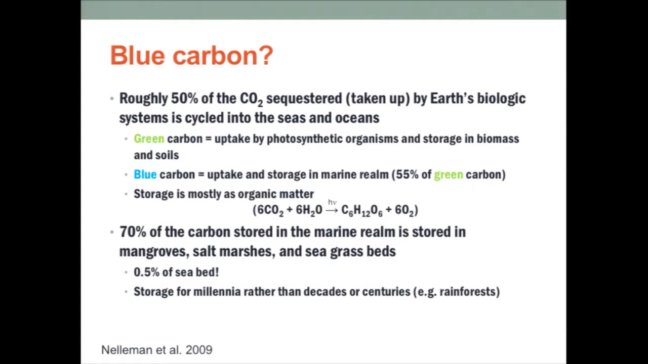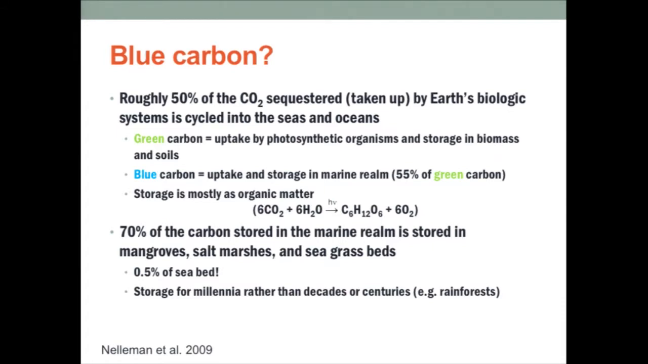So I want to also get into this term blue carbon. I imagine the majority of you have heard this term, but if you haven't, just to provide a little bit of context, it's roughly 50% of the CO2 sequestered by Earth's biologic systems is cycled into the seas and the oceans. And so blue carbon is the vegetated coastal wetlands here that we contrast with the green carbon because, as we know, we all like to be very descriptive in terms of where our carbon's coming from.